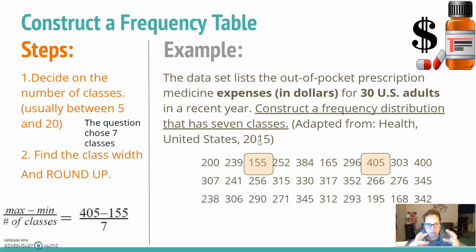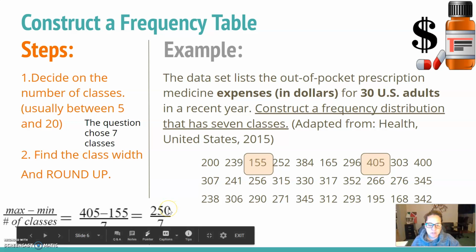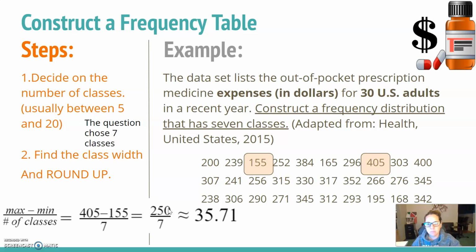When I say class, a data class, we're talking about intervals, right? We're saying how big that group should be. So when you subtract and you get 250 and you divide by 7, you get about 35.7, and then remember you always bump it up to the next whole number. So we're saying our class width should be 36, okay?